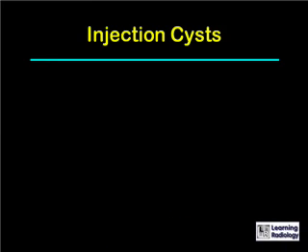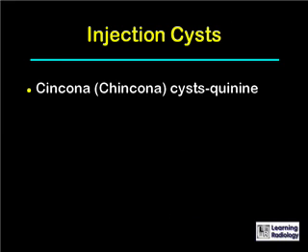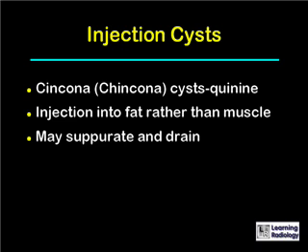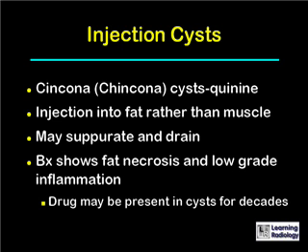Injection cysts are common. They're sometimes called cinchona cysts because they first were described secondary to quinine injections. They are injections of any material into the fat rather than the muscle, usually of the buttock. They can suppurate and drain. A biopsy shows fat necrosis and low-grade inflammation, and in fact, remarkably, the drug that was injected may still be present in the cysts even decades later.